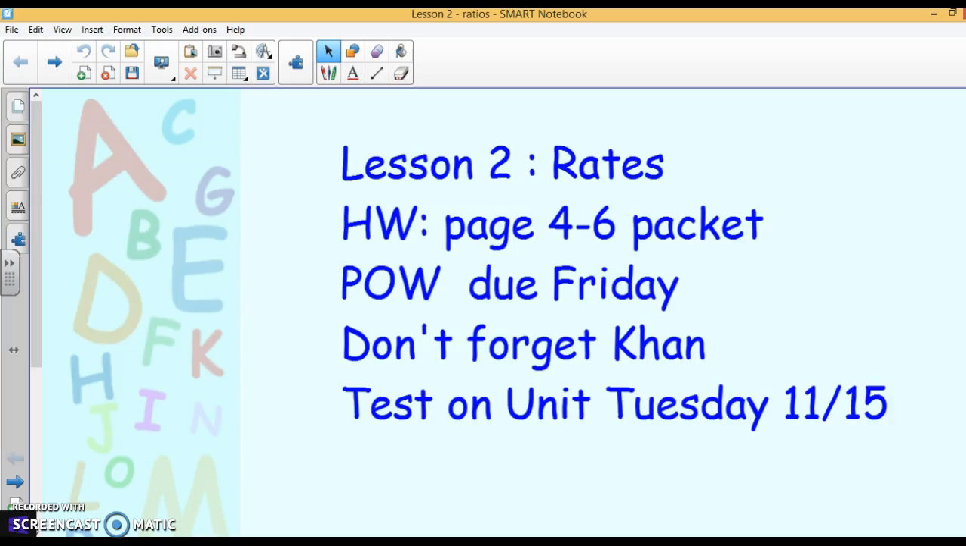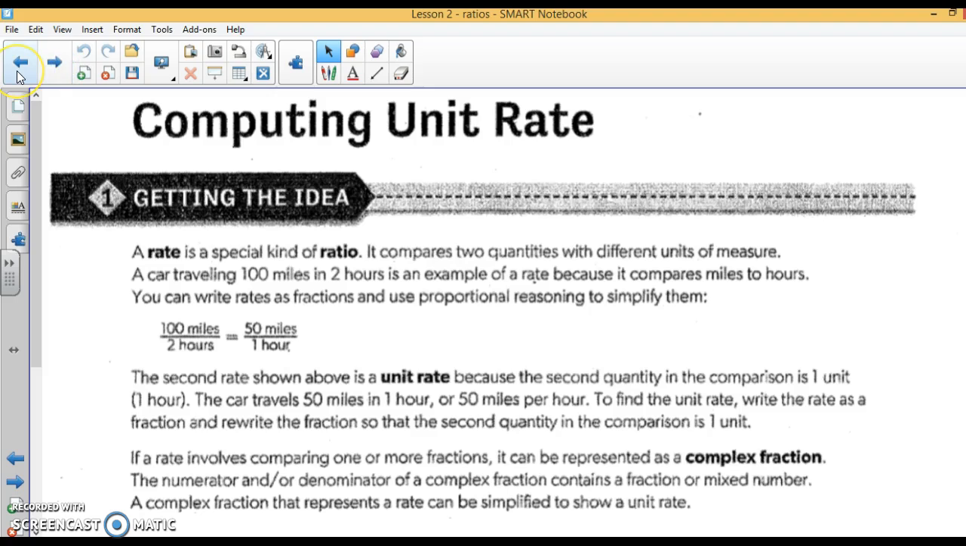Portions unit is lesson 2. We're talking about rates, and specifically unit rates. The homework that goes with this is page 4 to 6, and you all should be on page 4 in your note packet. All right, now, you can read this, okay?